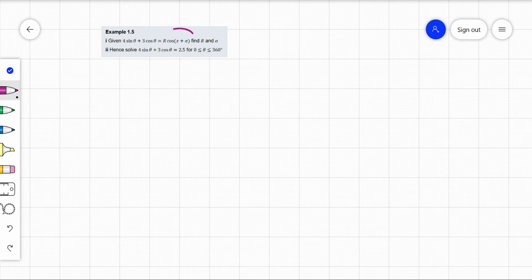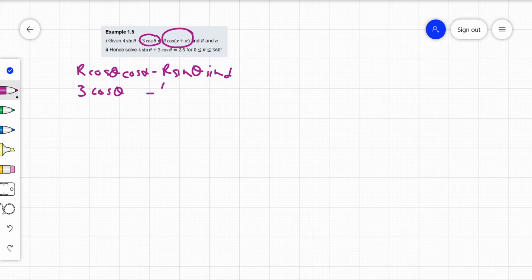So if I expand this, I'm going to use theta instead of x here. If I expand that, I get r cos theta cos alpha minus r sine theta sine alpha. Now if I compare that to what I have, the cos comes first, so I'm going to put 3 cos theta here, and there's a minus. I've got a 4 sine theta, but it's positive, so I'm going to have to say minus 4 sine theta here.